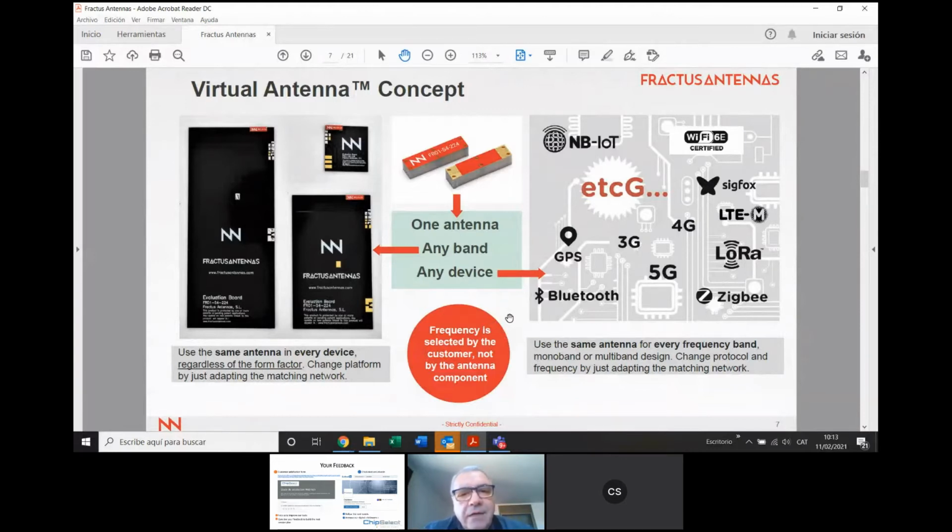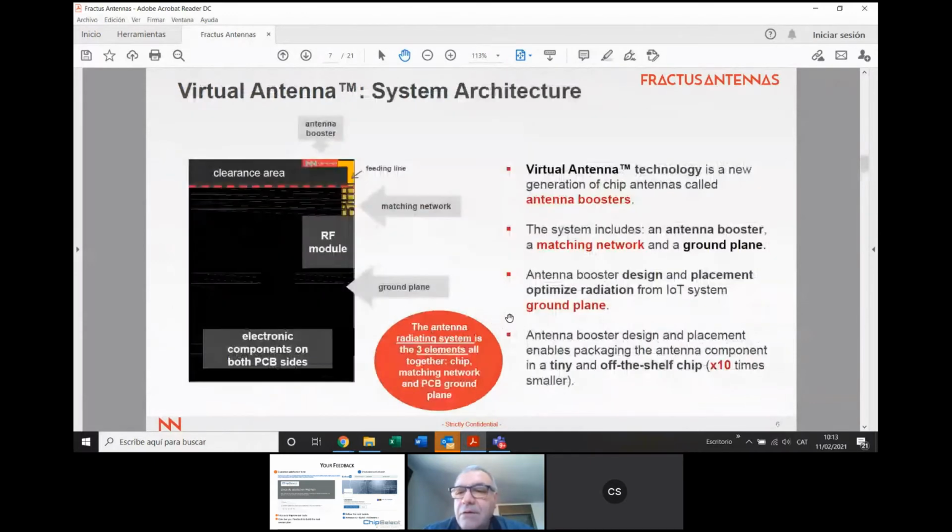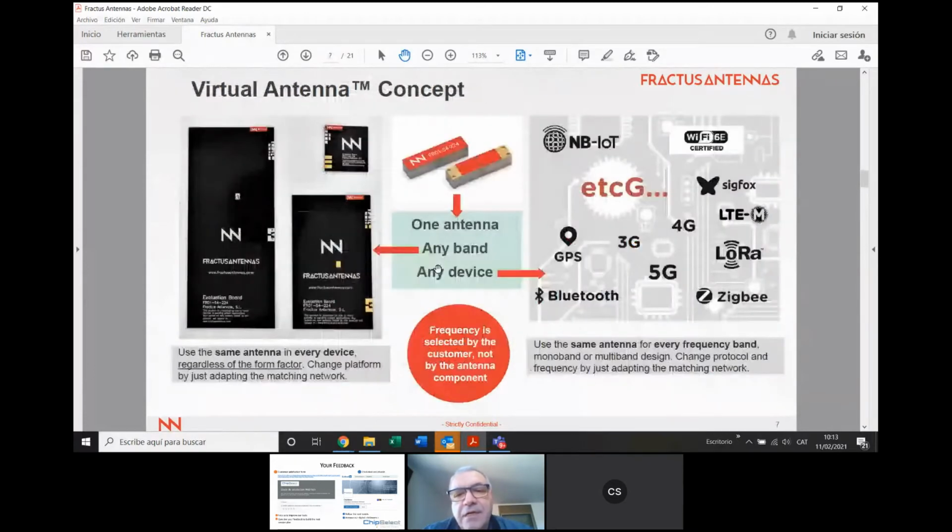But in summary, it's just a composition of passive components where we are optimizing the antenna performance. Okay, so it is just a trick to integrate the antenna and to maximize its performance.